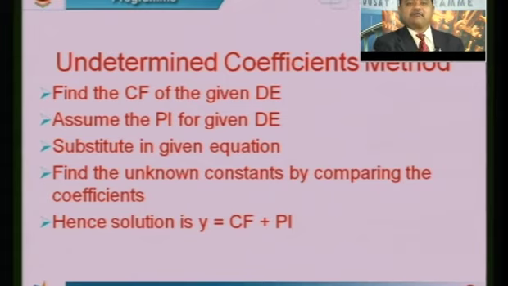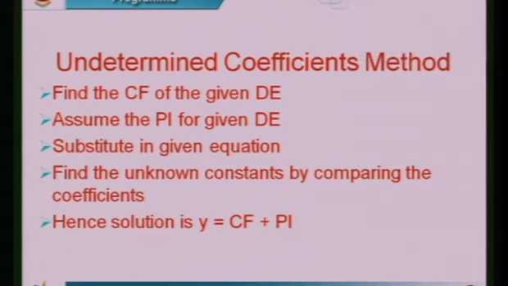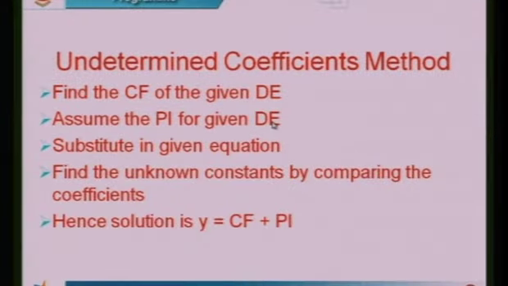Here find the CF of the given differential equation, that is all. In the variation of parameters we are using that CF further, here it is not so. As usual, like previous problems, you find the complementary function of the given differential equation. Then assume the PI for the given differential equation. For this, in my next slide I will give you a table of how you can assume your particular integral.